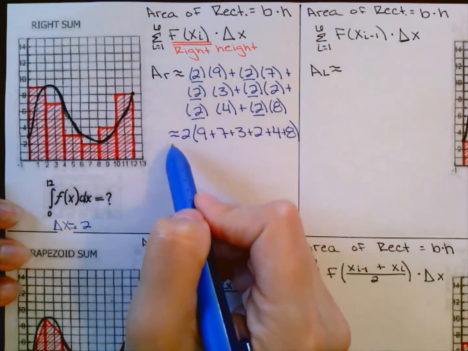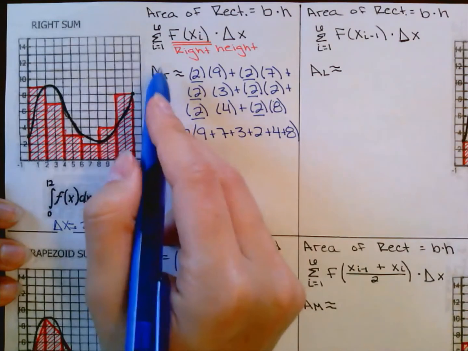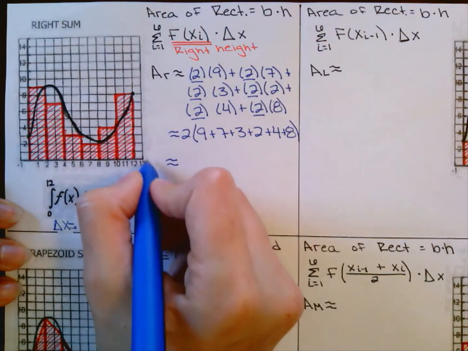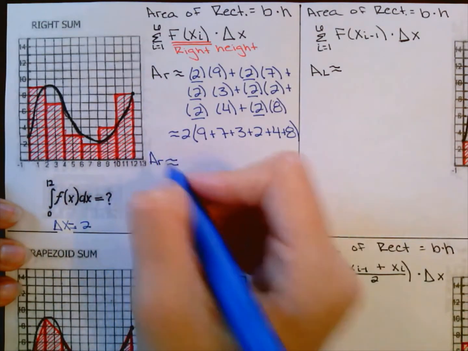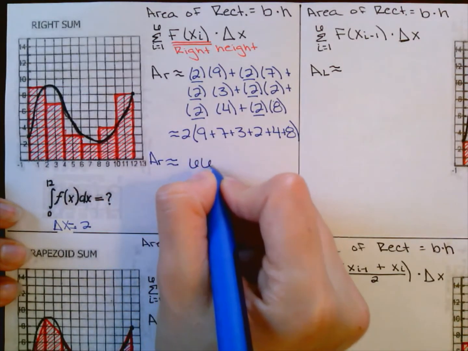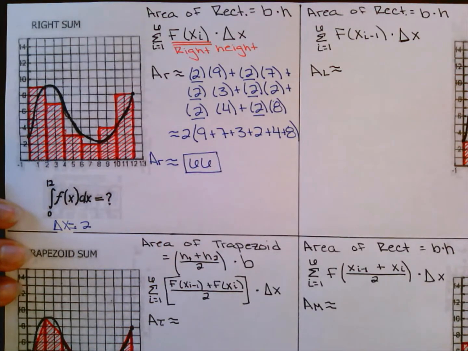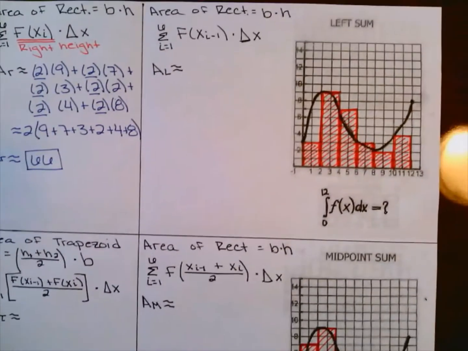Notice I put an approximation sign because the whole point of a Riemann sum is to estimate the area under the curve according to the right. That's just notation right there. And when you solve this, you end up getting 66 units as an estimation of the area under the curve. Okay? Let's go ahead and do the same thing with a left Riemann sum.